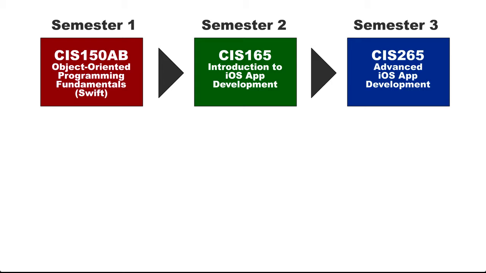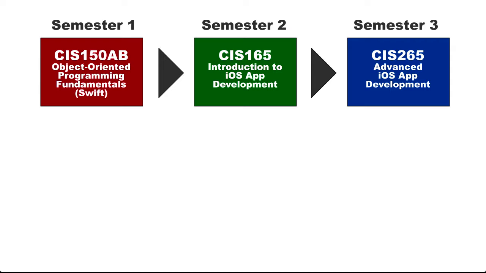Our iOS app development sequence consists of 3 courses: CIS 150AB, which is Object-Oriented Programming Fundamentals, and we use Swift to teach that class. Swift is the primary language used to create apps for iOS devices. CIS 165, Introduction to iOS App Development, we begin looking more at how to create the interface. And then our third semester, CIS 265, goes into some advanced app development techniques. This is designed as a 3-semester sequence, with each course having the previous one as a prerequisite.